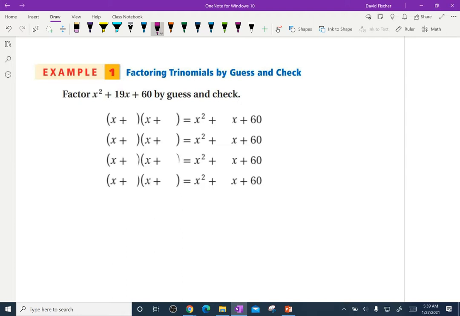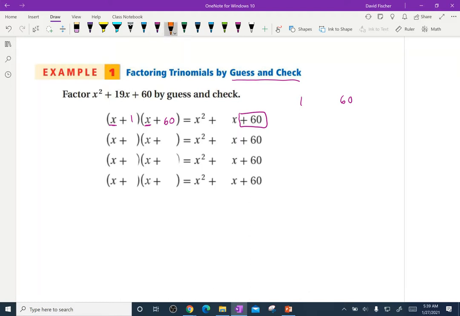We'll hold off on the trick for a little bit because you should be able to do some mental math here. The guess and check method is the method that most teachers use. The easy part is I'm going to do x times x, which is x squared. Now I'm going to focus on this last term, plus 60, and think about the ways I can get 60. I can get 60 by taking 1 times 60. So if I put a 1 in there and a 60 here, I know my third term is going to be a 60, because that's my last term in FOIL.